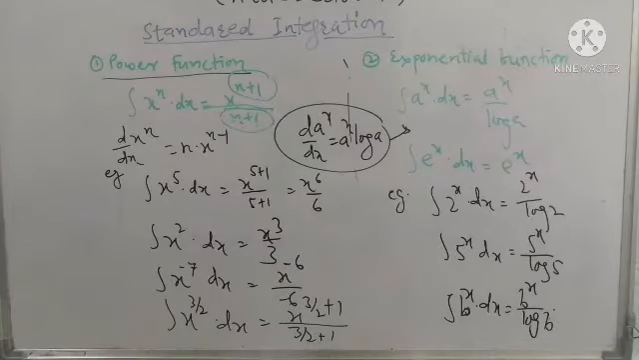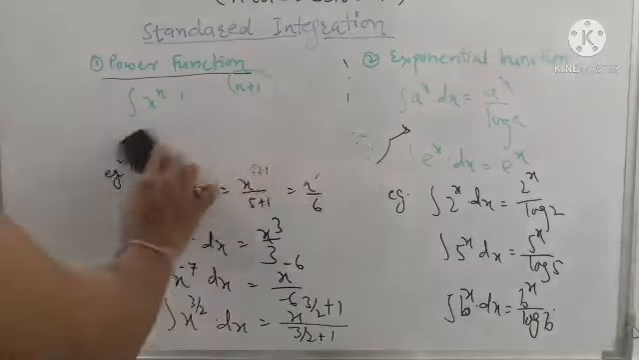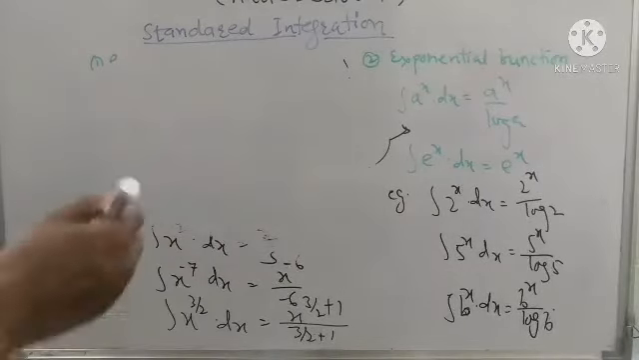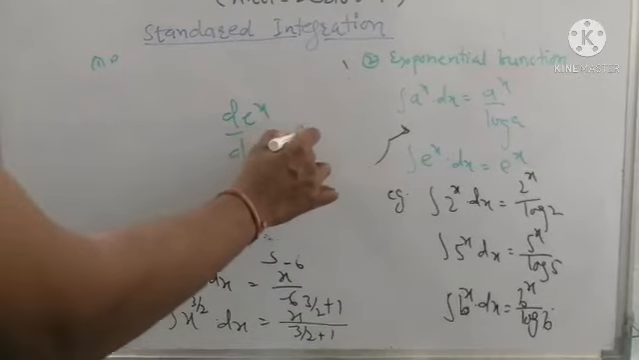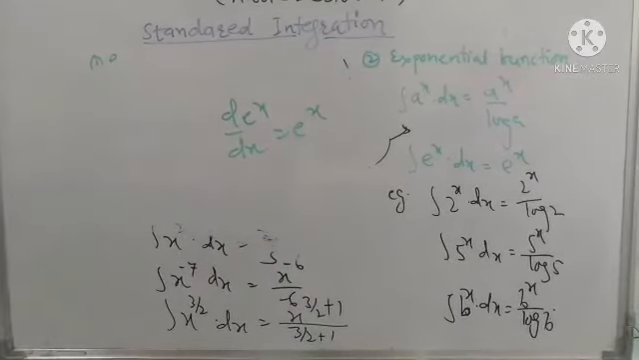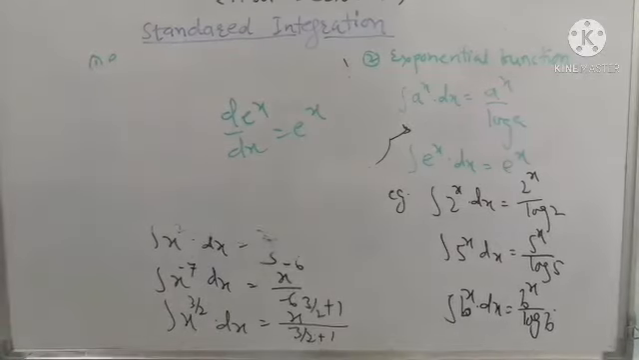Integration of e raised to x is equal to e raised to x, as it is an exponential function, divided by log of e, which is always 1. So integration of e raised to x is e raised to x. As we know, derivative of e raised to x is always e raised to x. So this is the only function which has the same derivative and same integration. Integration of e raised to x and derivative of e raised to x is always e raised to x.